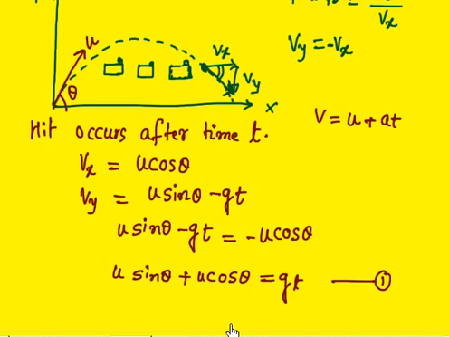Are you getting or not? Let us see how we will find the next equation. Next equation: the total distance traveled by the stone in the x direction equals the total distance traveled by the plank in the x direction. Initially the plank was here, and this coordinate is 3, so this distance is 3. What is the distance traveled by the plank in this direction? ut plus half at square. The plank is moving with acceleration a and initial speed u is 0, so the distance traveled by the plank is half at square.